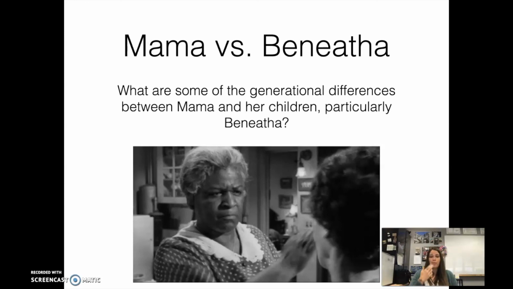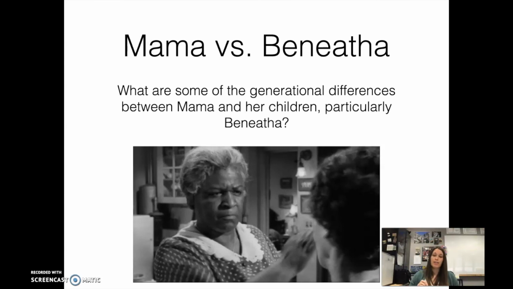Because to Mama, she's doing enough for her family, right? She's getting by. She's getting everybody through. And for Walter and Beneatha, they have bigger dreams, bigger aspirations. And Mama is just more satisfied with getting by. And so that's one big generational difference.